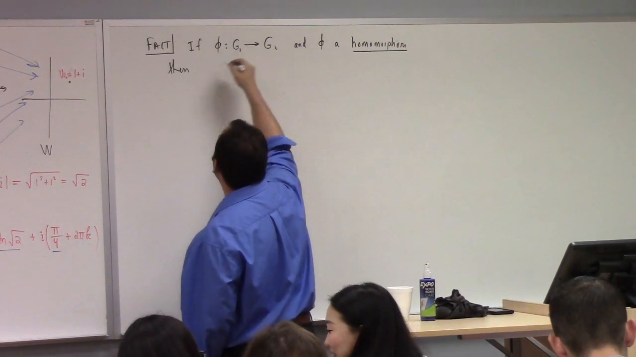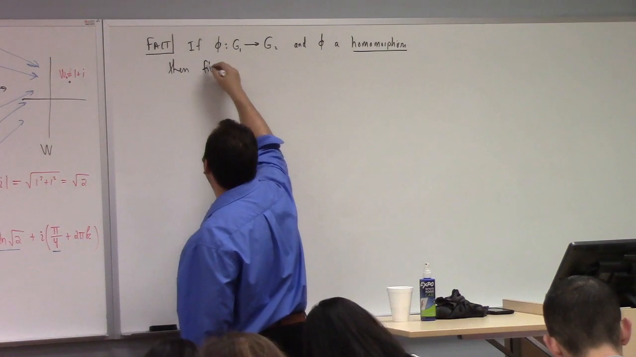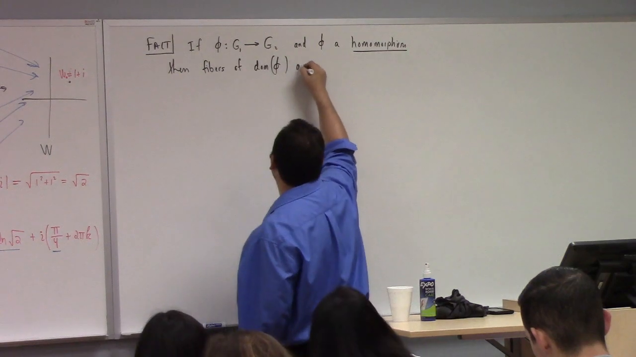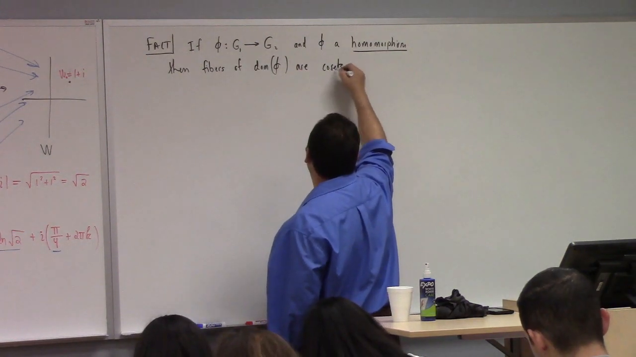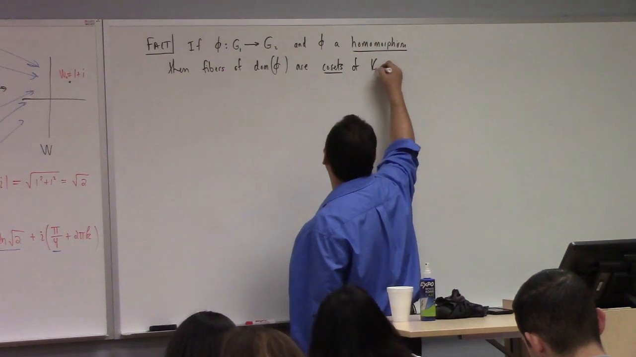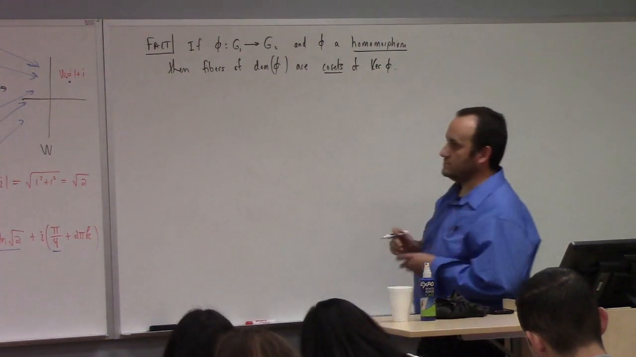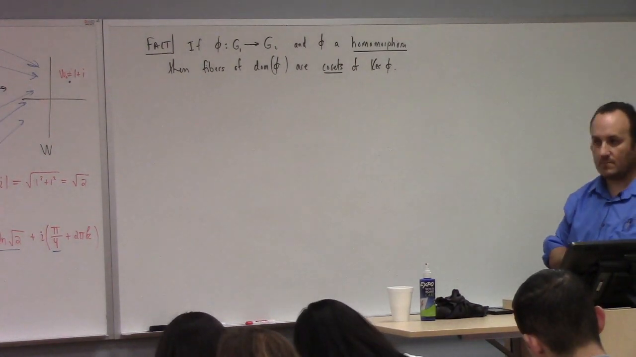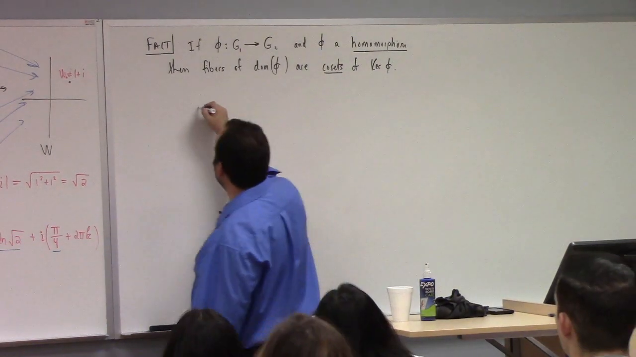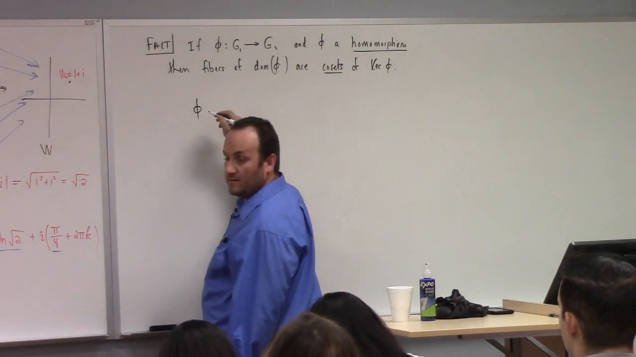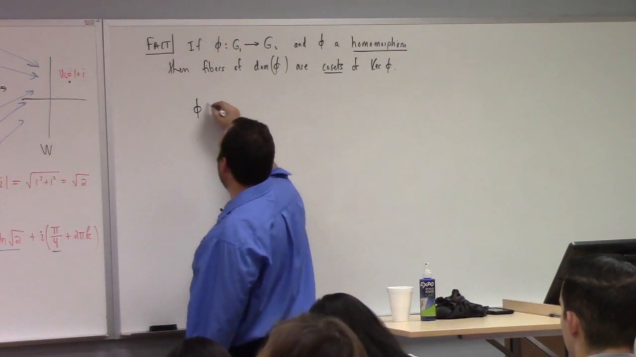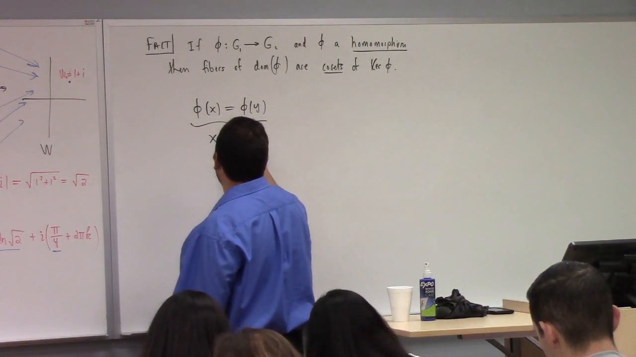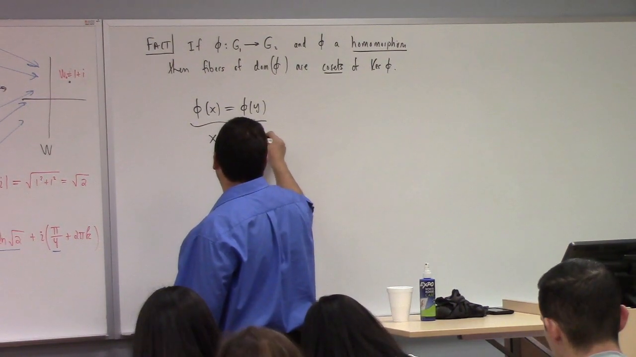Then fibers of the domain of phi are cosets of the kernel of phi. I mean, this is a fact we could prove. All right? Consider this. What's the condition for x and y to be in a fiber? What would it mean for x and y to be in a fiber? That would mean that phi of x is equal to phi of y. This would mean that x and y are in the same fiber, right?